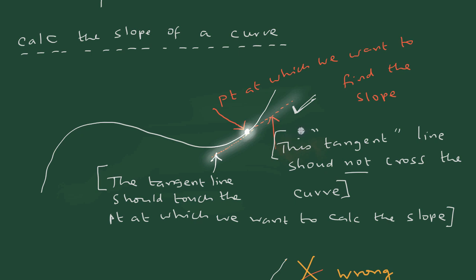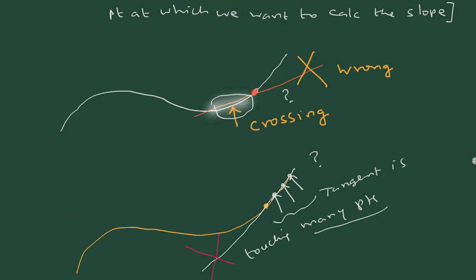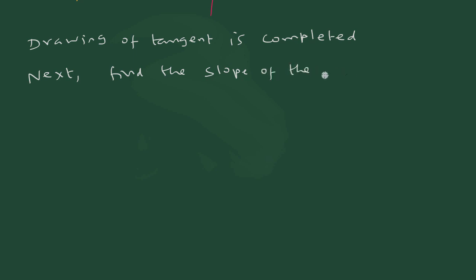Once you finish the drawing of the straight line, your job is over. You can then calculate the slope of the curve. Now let me erase this. What is completed now is the drawing of the tangent. Drawing of tangent is over. Next, what you have to do? Next is very simple. Find the slope of the tangent line.